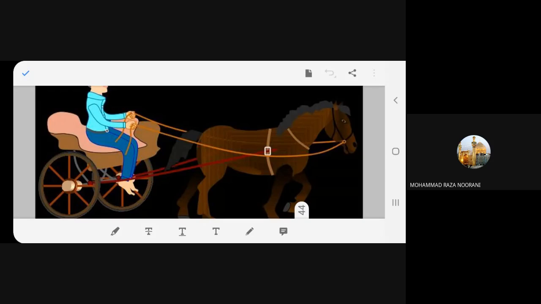But the cart driver wants the cart to move. What will he do? Please think and we will talk about it tomorrow. So think it over and let me know how the cart driver will make the cart move. Because the horse says the cart should not move according to Newton's third law of motion, but still the cart driver wants the cart to move. How will he do it? Think it over and we will discuss it tomorrow.